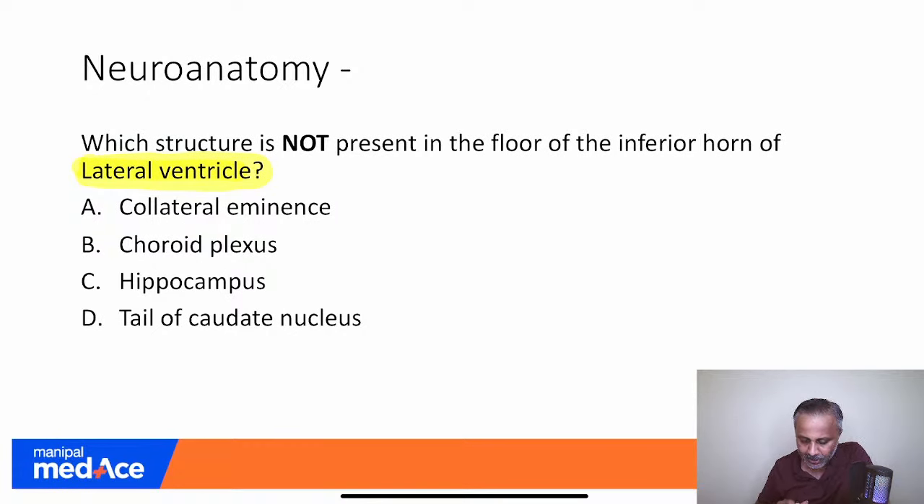So let's talk about the anatomy of the lateral ventricle to solve this question. Let's go through the question first. The question was, which structure, and remember, it is a negative question, is not present in the floor of the inferior horn of the lateral ventricle. So you should have gone through this question very carefully. It talks about the floor of the inferior horn of the lateral ventricle.